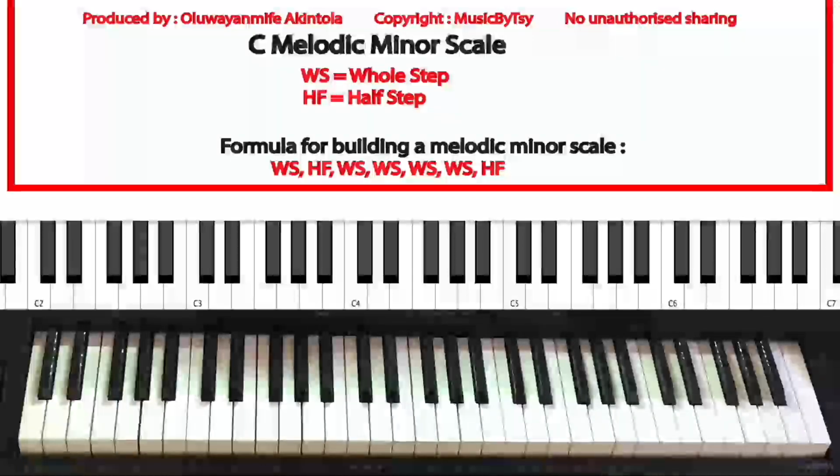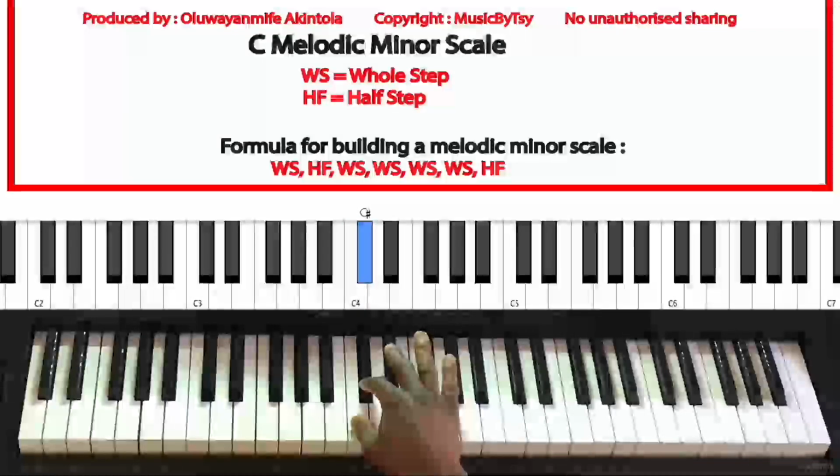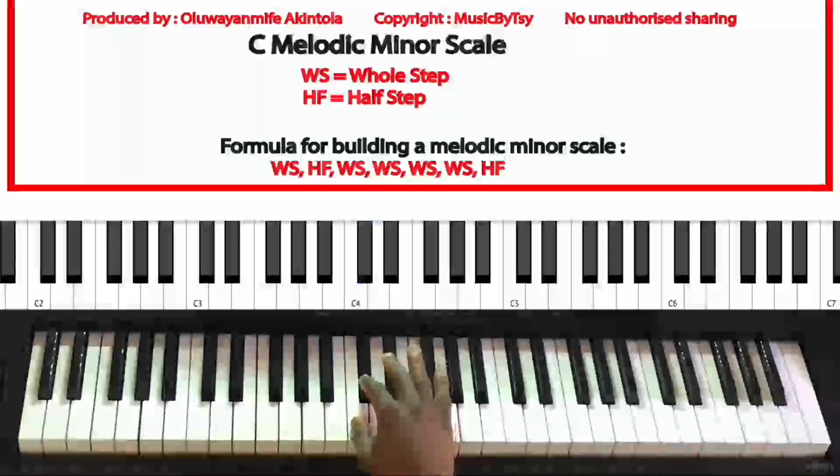Now the final method that I'm going to teach is by using the formula. Now just to remind you, whenever you move from one key to the next key without skipping any key, that is known as moving by a half step. So for example, if I move from the key of C to the key of C sharp, I've not skipped any key. Therefore, this means that I've moved by a half step.